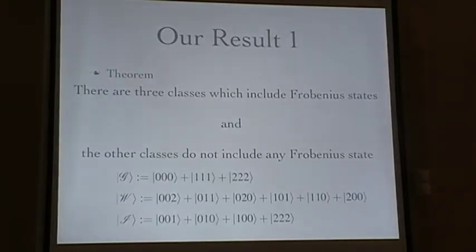Then, this is one of the results of our study. This theorem shows there are classes which include Frobenius states. There are 3 classes which include Frobenius states, and the other classes do not include any Frobenius states. These 3 Frobenius states are representatives of these 3 classes.